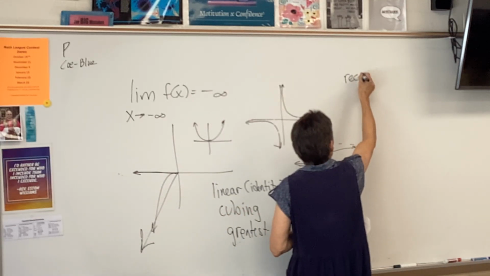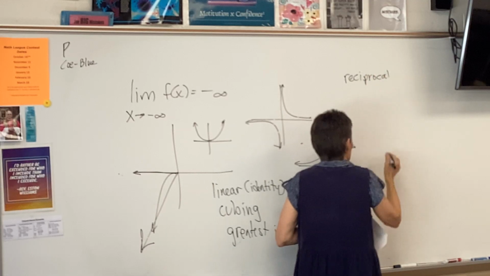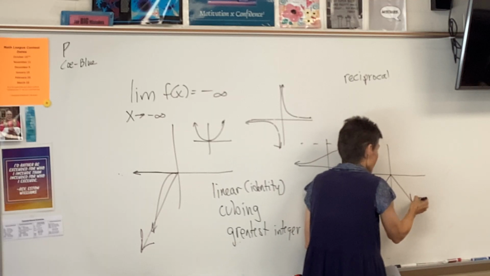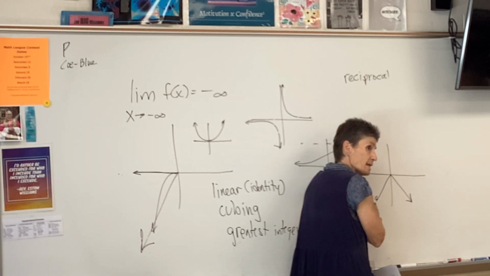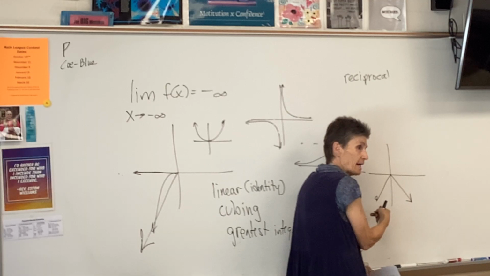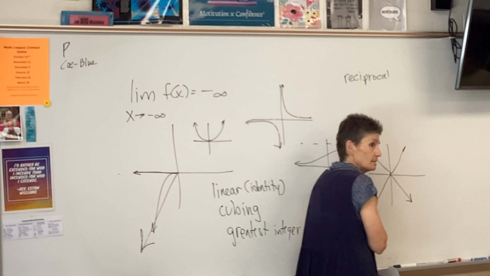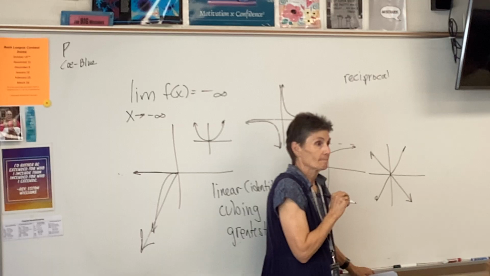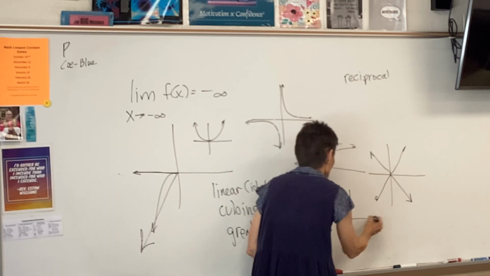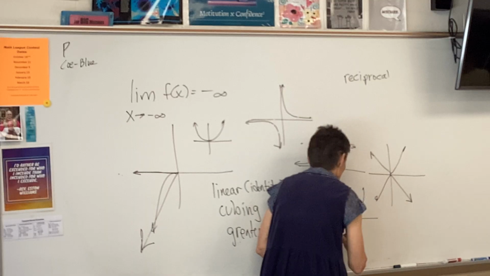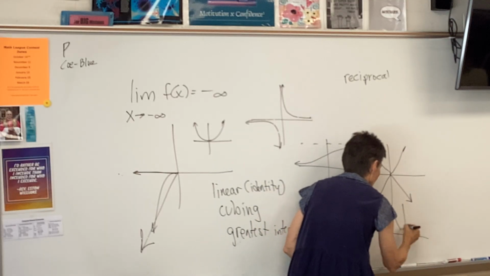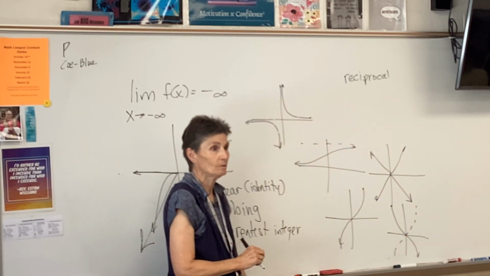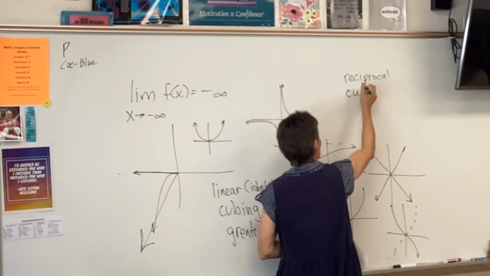Absolute value? Okay, absolute value turned upside down would look like this, and then reflected across the y-axis would still look like that. And I need it to look like the original function. Cubing? Let's look at cubing. If I turn that upside down, it would look like this. And then if I reflected it across the x-axis, would it be back to the original? Yep, so reciprocal and cubing.